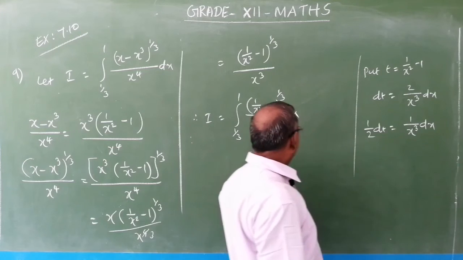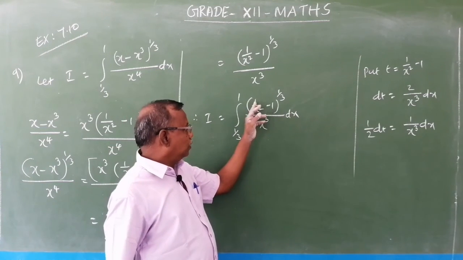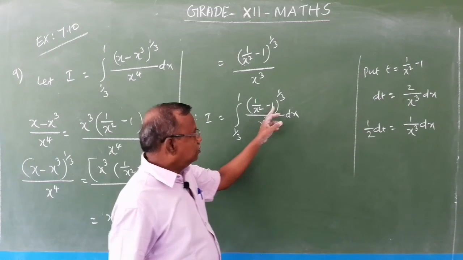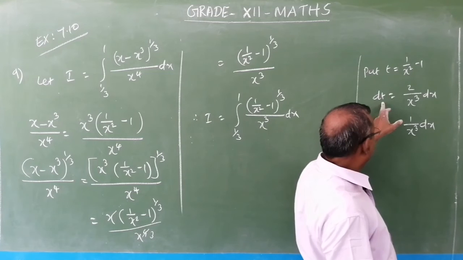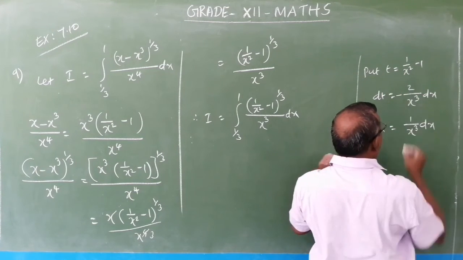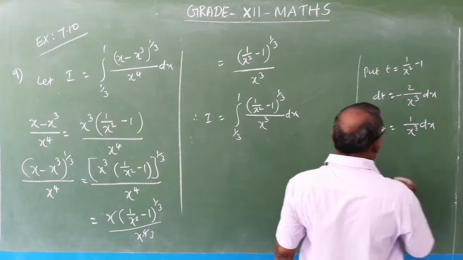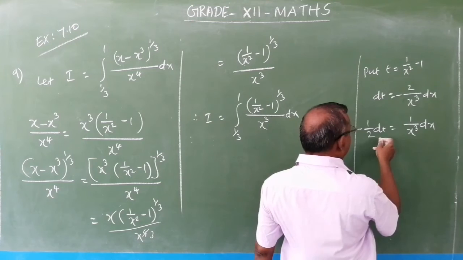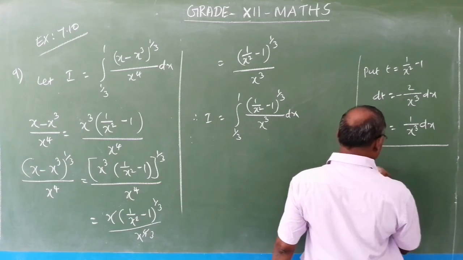So, first substitute for this function, 1/x² − 1. So t means 1/x² − 1, differentiating dt equal to minus 2/x³ into dx. I am sorry, minus 2 by x cube. So minus 1/2 dt equal to 1/x³ into dx. Also change the limit.